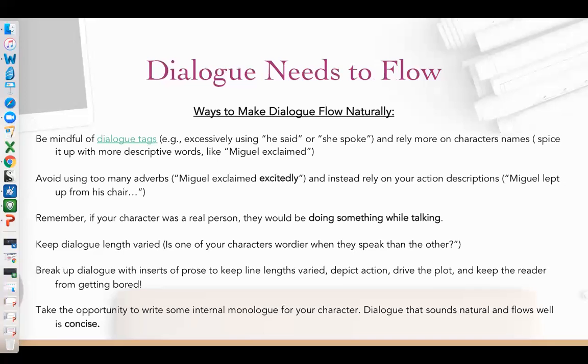And that is exactly what the next point is about: keep the dialogue length varied. Some characters are wordier when they speak, like, for example, right now you guys are speaking a little bit and I'm speaking a lot. So not all the characters would have equal lengths of dialogue. And then break it up with inserts of prose. Again, depict action, drive the plot, keep the reader from getting bored. I think that's one of the biggest things that threw me off about Pride and Prejudice, there was not enough prose in between all the dialogue. And this is a great opportunity to practice internal monologue for your character when you're trying to break it up a little bit, because dialogue sounds natural and flows really well when it's concise.